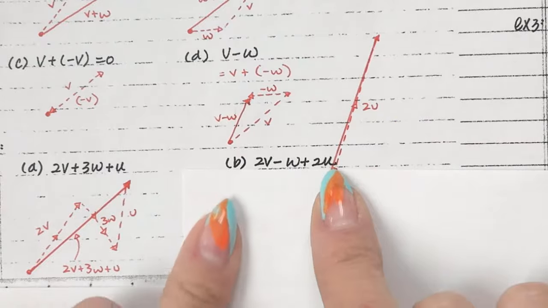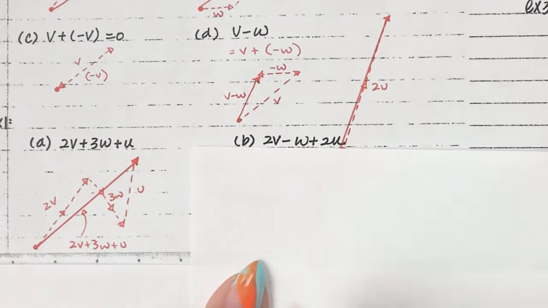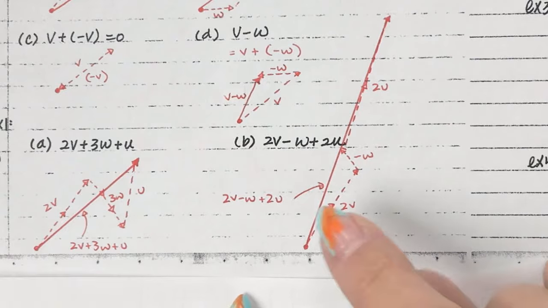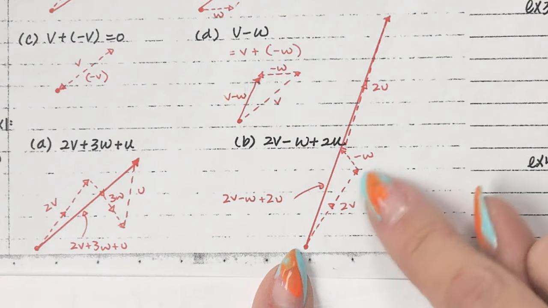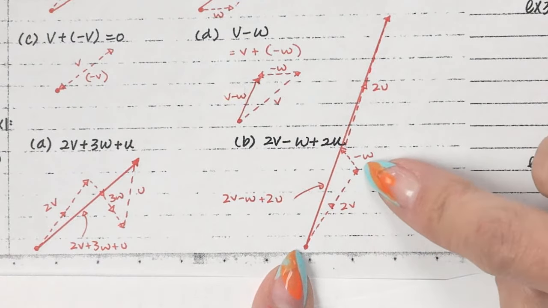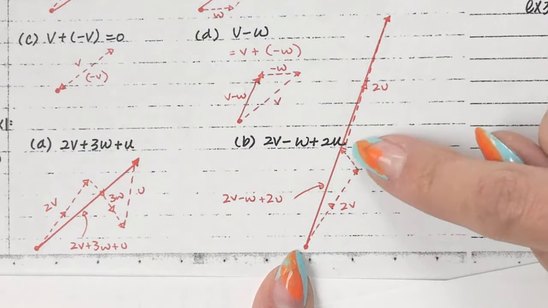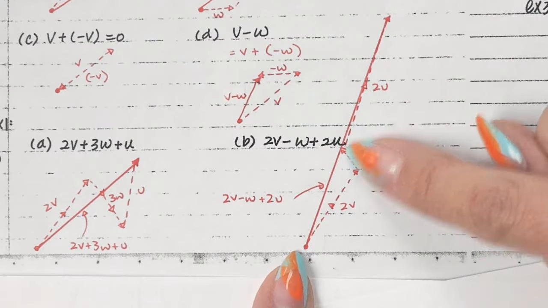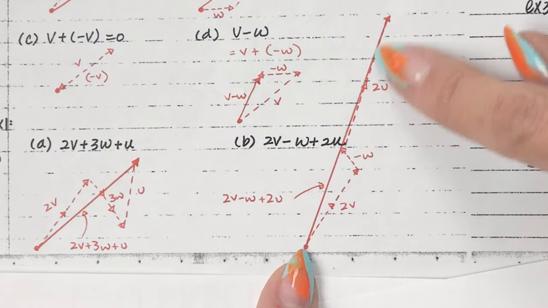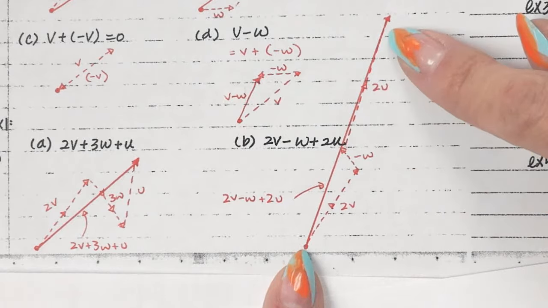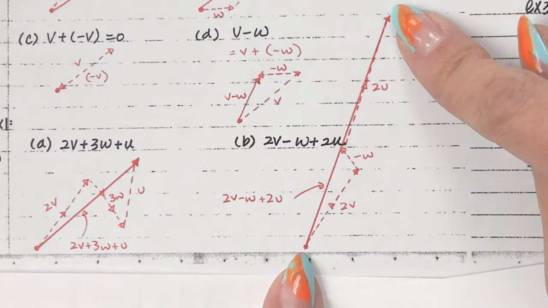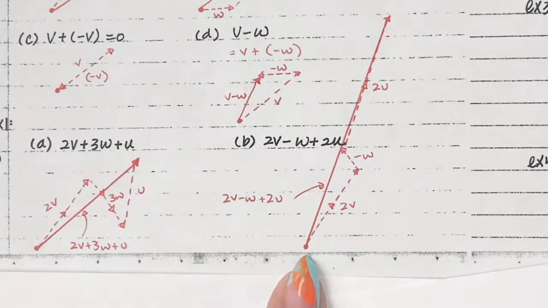2V minus W plus 2U. I would say you want to start maybe down here, okay? And then maybe something like this. So I start with my V, so there's 2 V's, and negative W goes the other direction, and then to U. So that's U. It goes a little bit more vertical than this one. It's a little bit longer also. So from beginning to end, we draw our resulting vector, and then we label it.